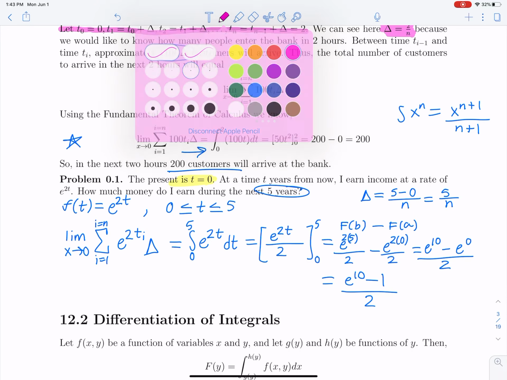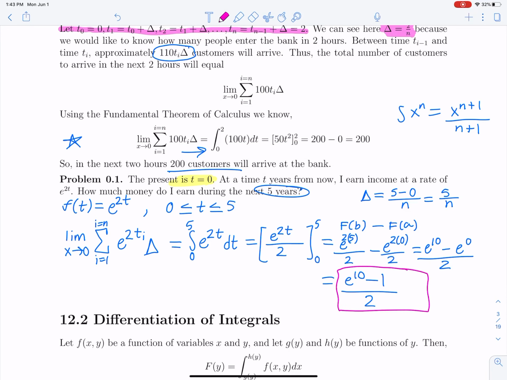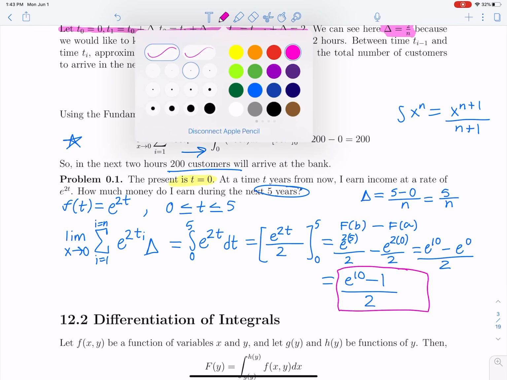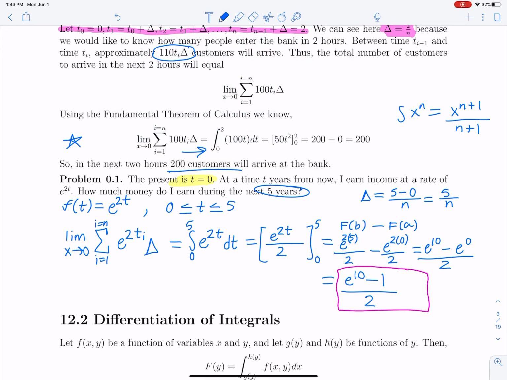I will earn this much money in 5 years. I'm sure if you did it on your calculator, you will get some sort of decimal, but this is what you would accrue in 5 years based on that income rate. So that's kind of just a little review of integral calculus and how we would solve this for problems later in the book.